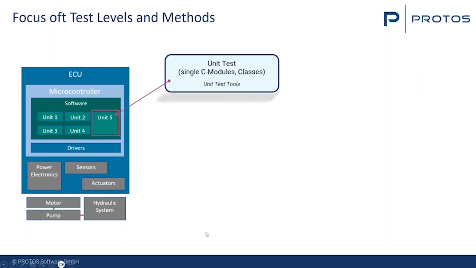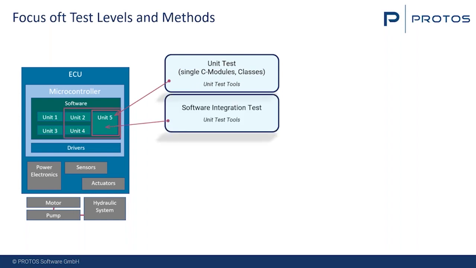And the levels where you usually can test, you don't have to test everything on every level, but a unit test is theoretically just testing one single unit, so one class or one C module. So this would be a unit test. But the software integration test that integrates more than one software unit, you can do also with the unit test tool. So that's the level where you can work completely with software tests.